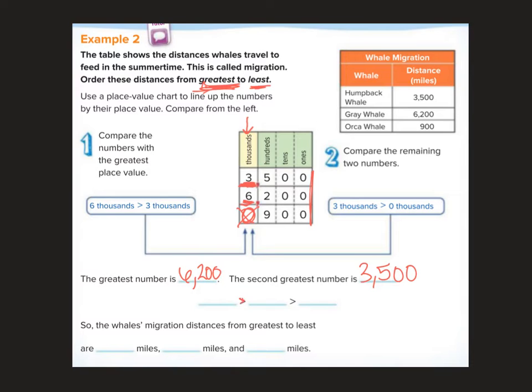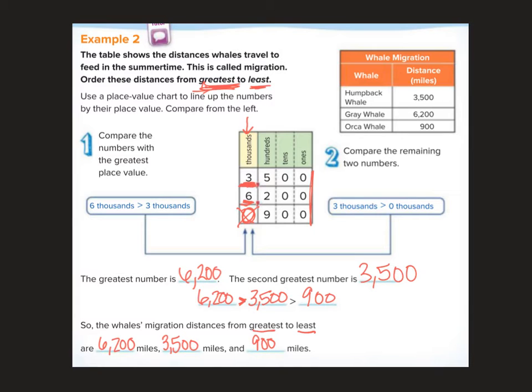So the biggest one that we're going to want to eat is 6,200, then 3,500, and therefore the last one is going to be 900. It's going to be the smallest one. So the whale's migration distances from greatest to least are 6,200 miles, 3,500 miles, and 900 miles.